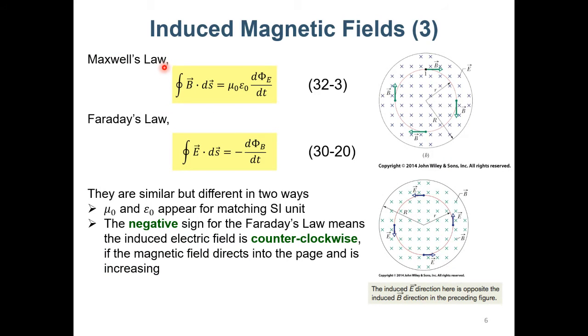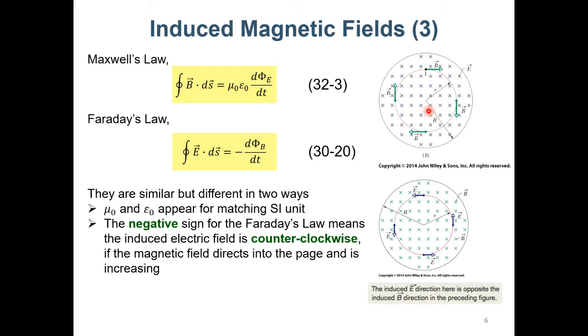So this is called Maxwell's law, and this is Faraday's law. They are a pair. In this case, the changing E field will generate the induced B field, and the changing B field, or changing magnetic flux, will generate the electric field, somehow like that. And here there is a negative sign. It means that for Maxwell's law, we don't have the negative sign. This is positive.